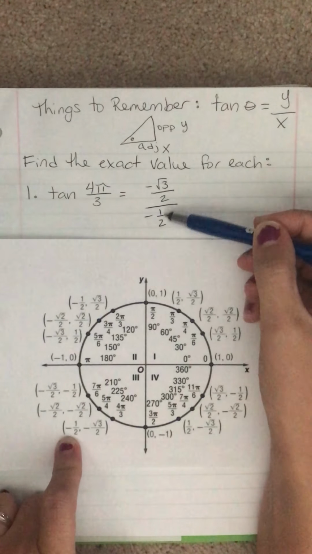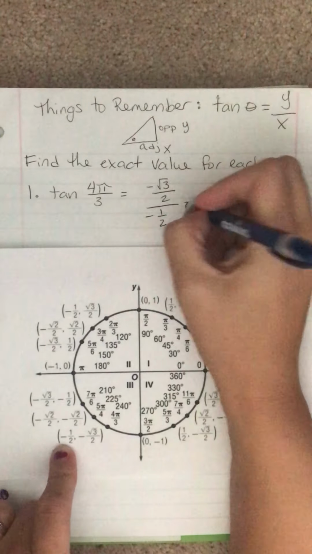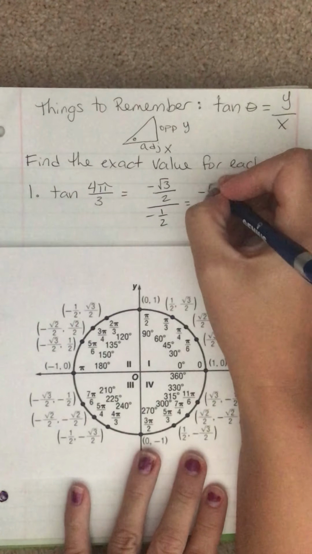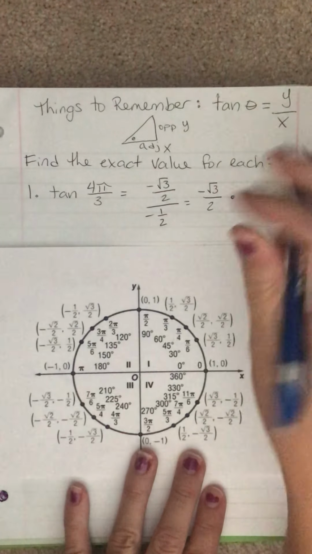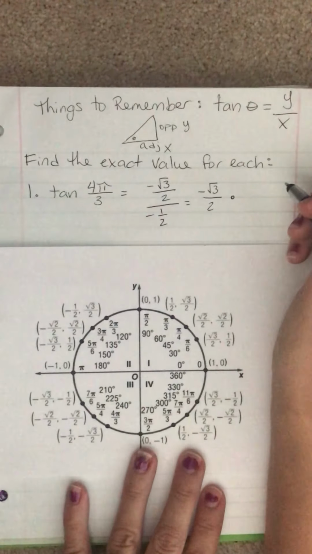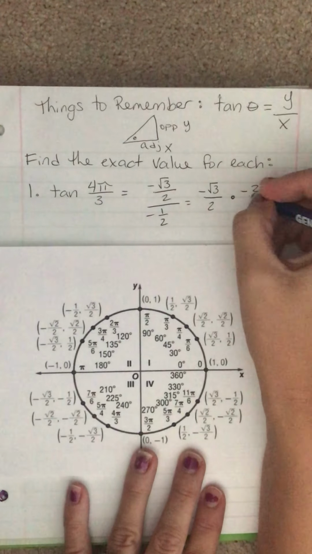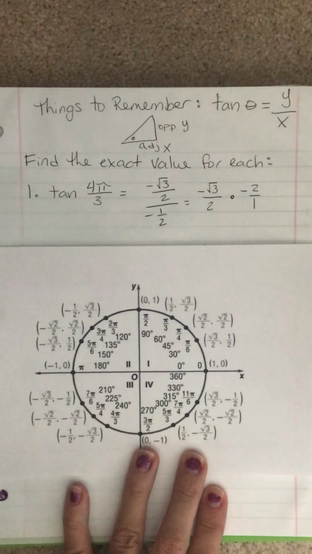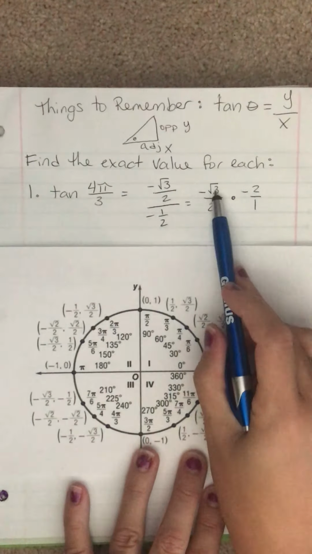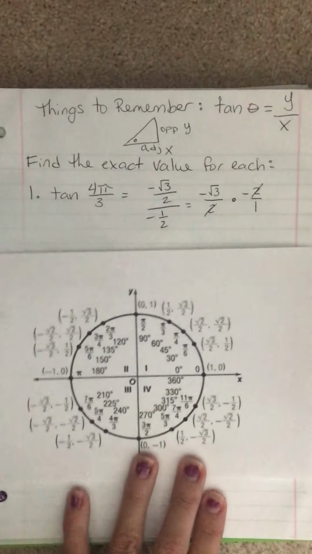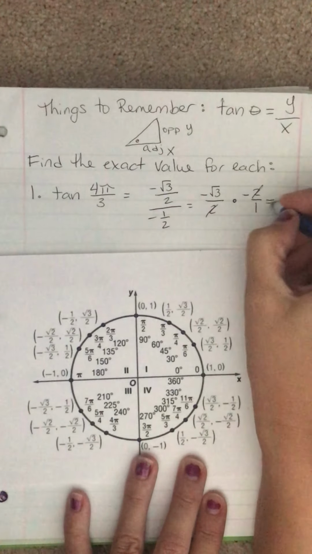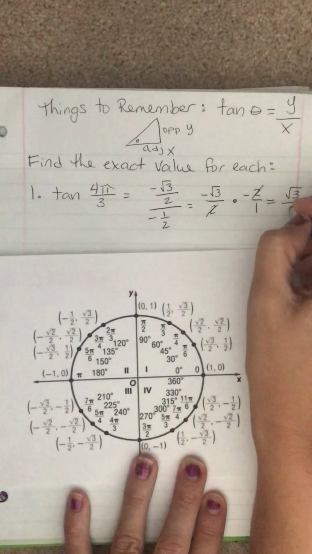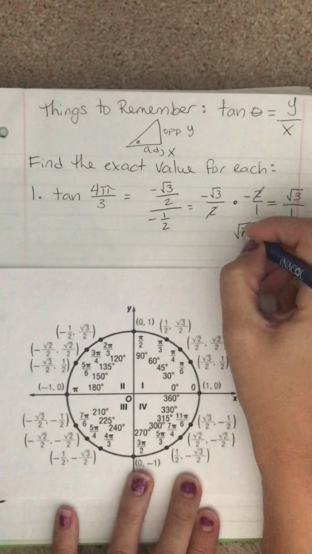When you're dividing fractions, the easiest thing to do is keep it, change it, flip it. So keep the first fraction, change it to multiplication, and flip the second fraction. So you would get negative 2 over 1. Now from here, you could multiply straight across, or you could simplify as it is. So 2 over 2 is going to be a 1, and a negative times a negative is a positive. So we have the square root of 3 over 1, which is simply just the square root of 3.